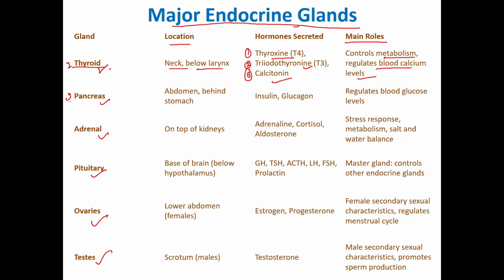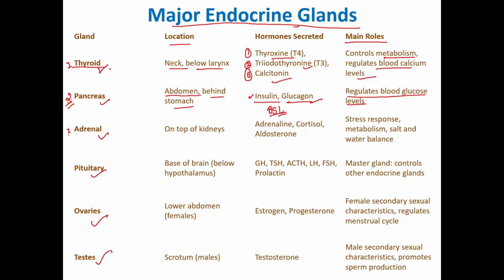Now the pancreas. The pancreas is another endocrine gland, located in the abdomen behind the stomach. It releases insulin and glucagon. As we discussed in our previous class, insulin and glucagon are part of the blood sugar control mechanism. They help regulate the blood glucose level.